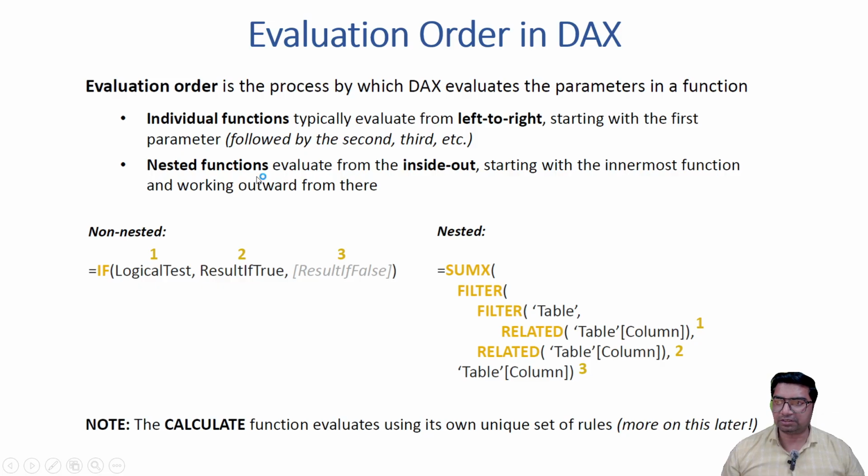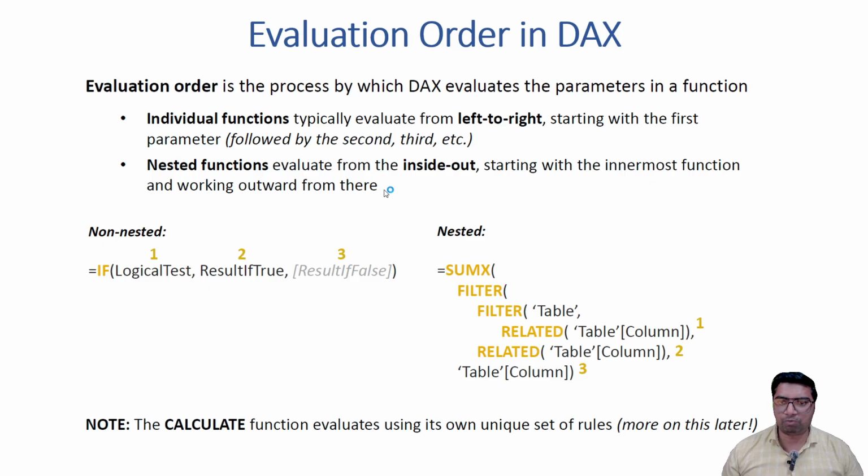And the nested function simply works like this. It will complete the first one, this RELATED table, and then the second one and the third one, and give the result totally. So that is how it works.